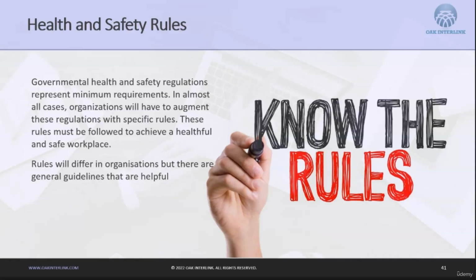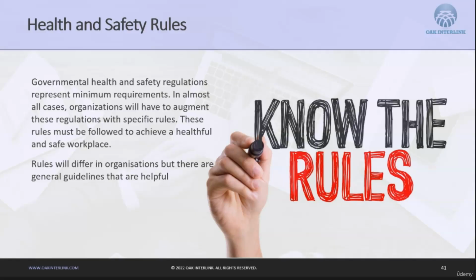Government health and safety regulations obviously would represent minimum requirements for setting health and safety rules within your organization. In almost all cases, organizations will have to augment these regulations with specific rules. Again, this brings to bear the idea of risk assessment. Based on an assessment of risks within your own organization, you would definitely come up with rules that will help you maintain a safe and healthy work environment. These rules must be followed to achieve a healthy and safe workplace.